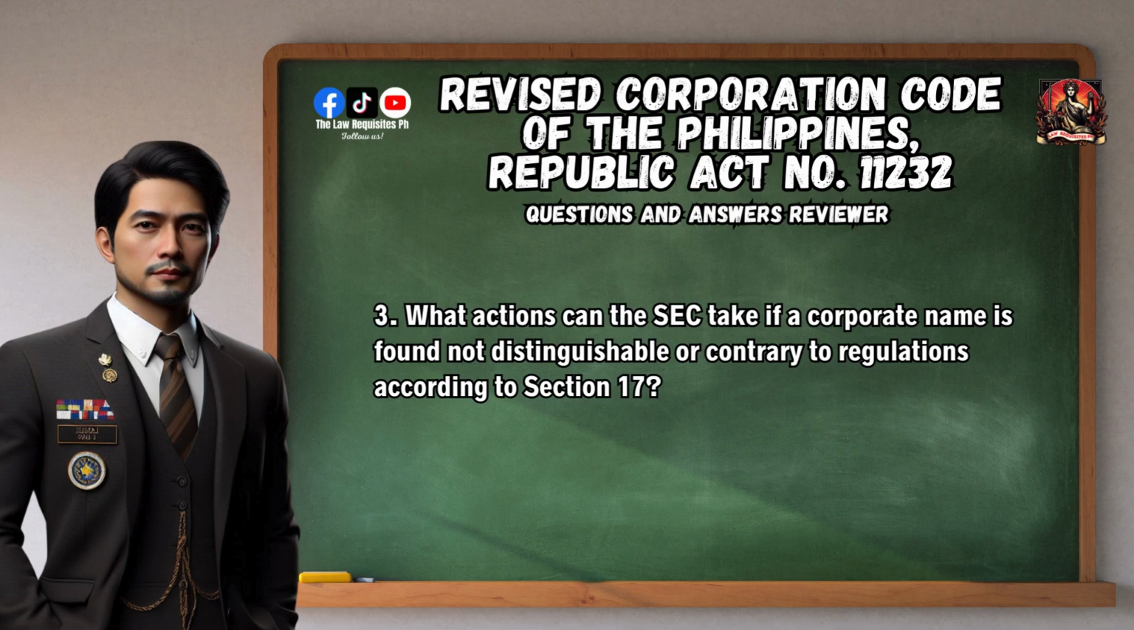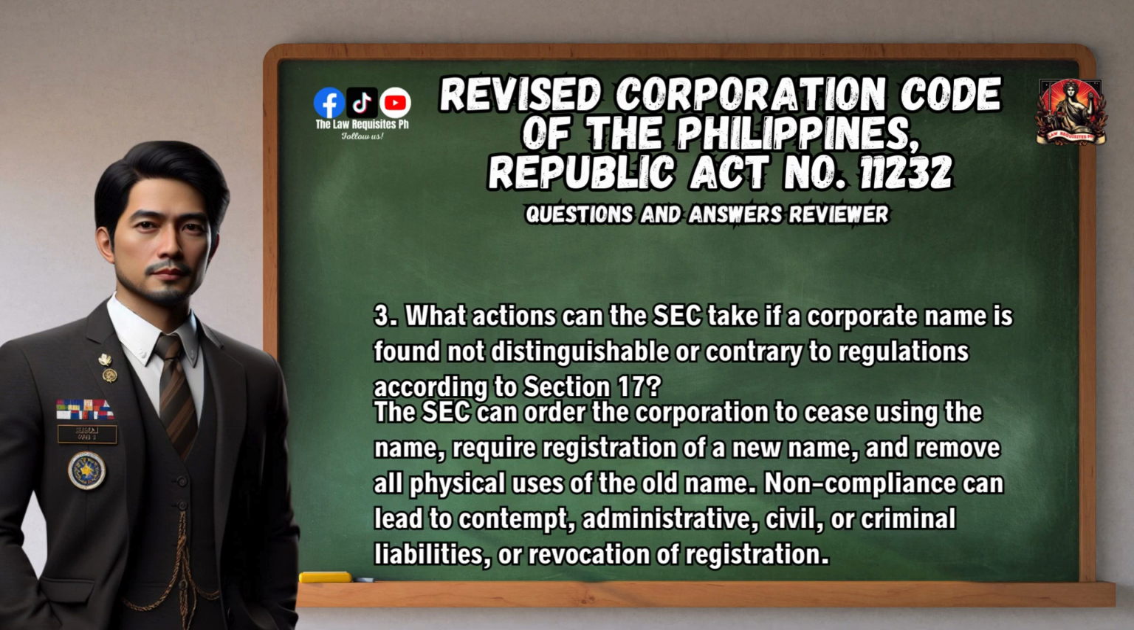3. What actions can the SEC take if a corporate name is found not distinguishable or contrary to regulations according to Section 17? The SEC can order the corporation to cease using the name, require registration of a new name, and remove all physical uses of the old name. Non-compliance can lead to contempt, administrative, civil, or criminal liabilities, or revocation of registration.